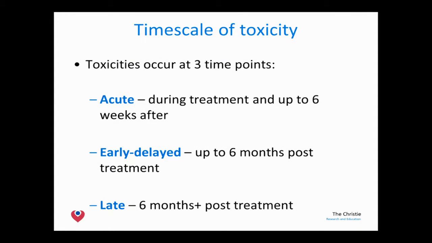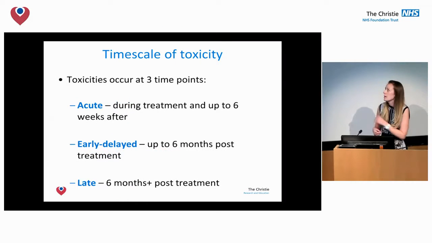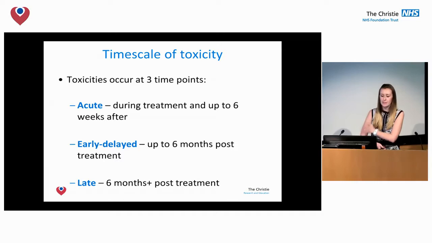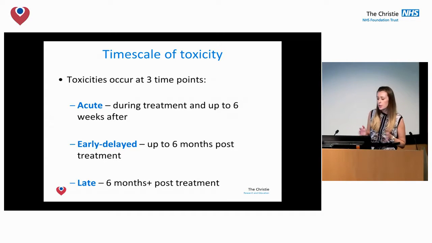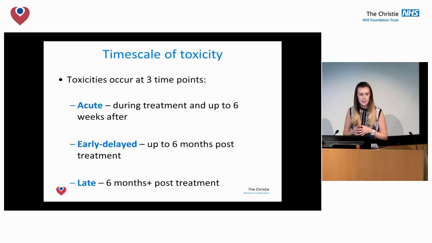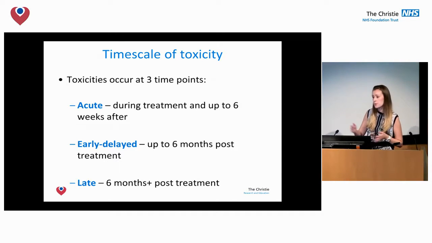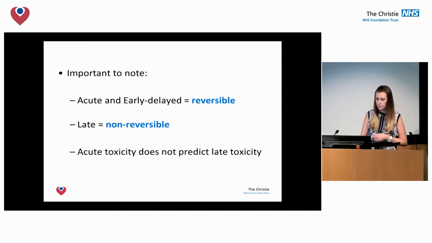So over what timescale do toxicities arise? Well, we know from practice, and the literature also identifies, that the toxicities occur over 3 different time points. There's the acute phase, which happens whilst patients are actually on treatment and for up to 6 weeks afterwards. There's the early delayed, which occurs up to 6 months after treatment's been given. And then there's late side effects, which occur any time from 6 months onwards.